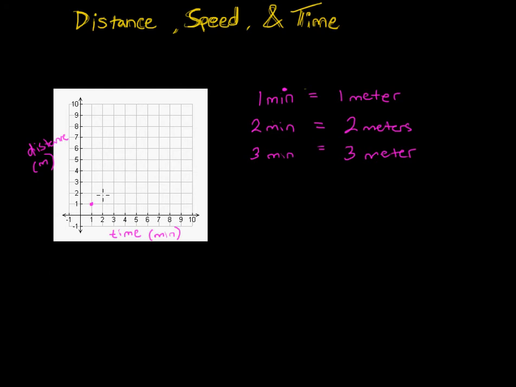After 2 minutes, I've gone 2 meters. And after 3 minutes, I've gone 3. And I think if you see the pattern, it keeps going: 4 minutes, 4 meters, 5 minutes, 5 meters. Okay, assuming that I don't speed up or slow down or stop. So it keeps going, and then you'll notice something. This makes a straight line.